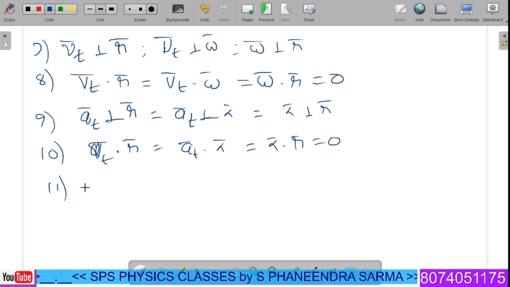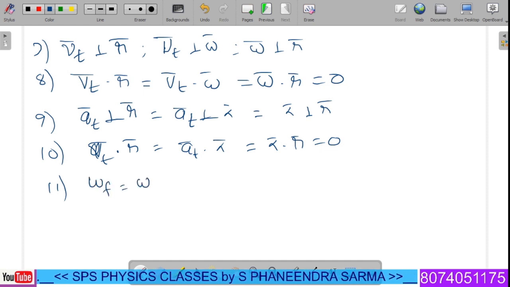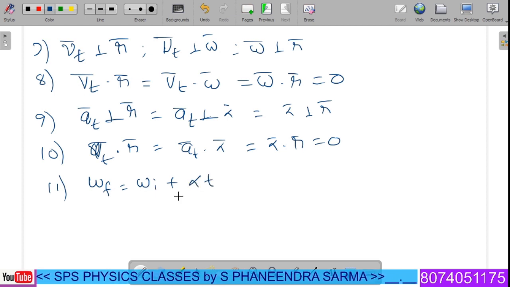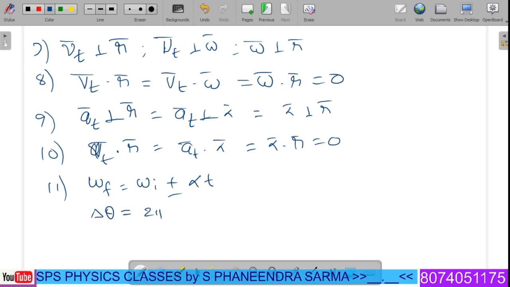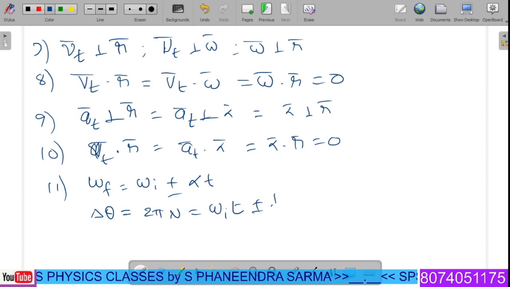And further, one can develop the rotational equations like this: omega final is equal to omega initial plus or minus alpha t. Delta theta is equal to 2 pi into n is equal to omega initial into t plus or minus half alpha into t square.